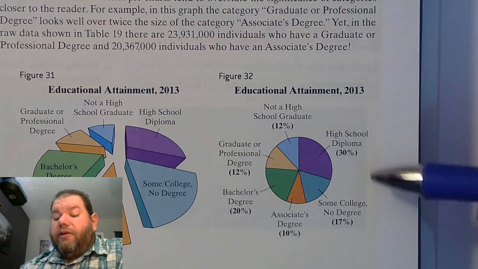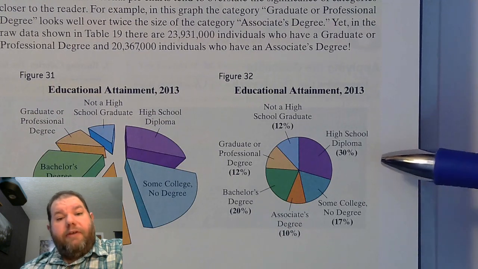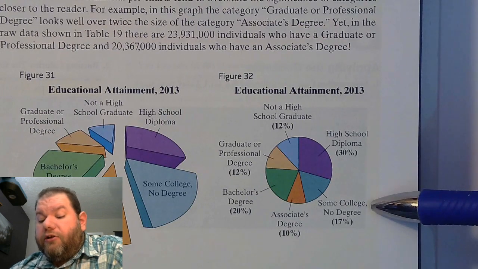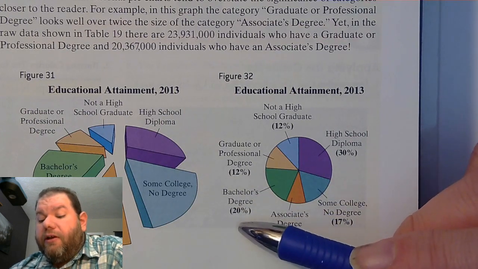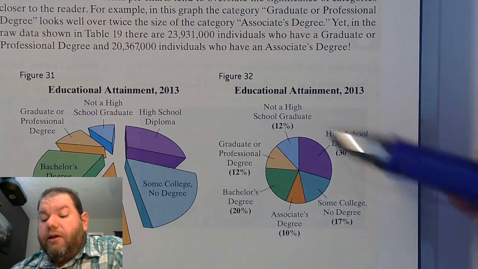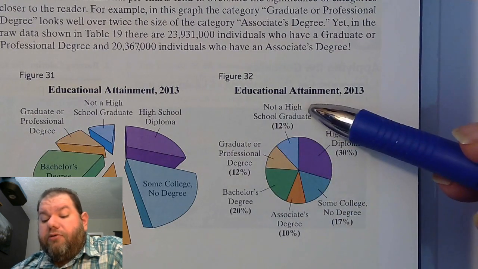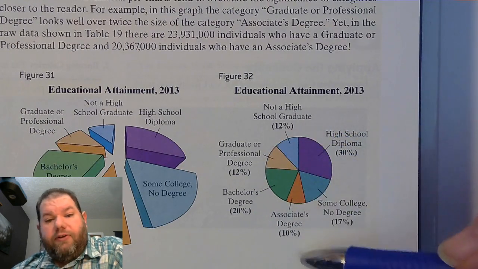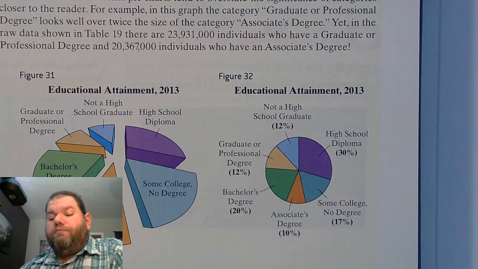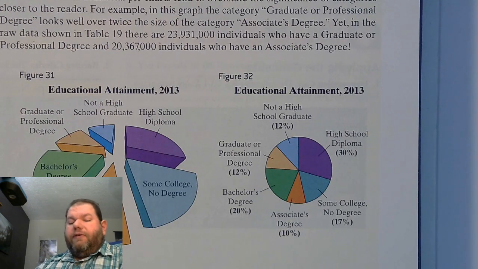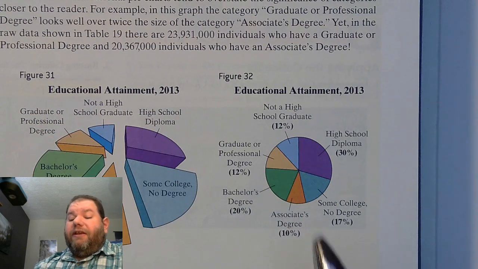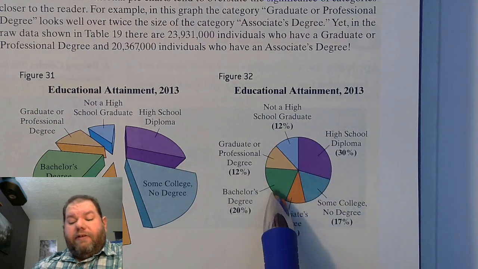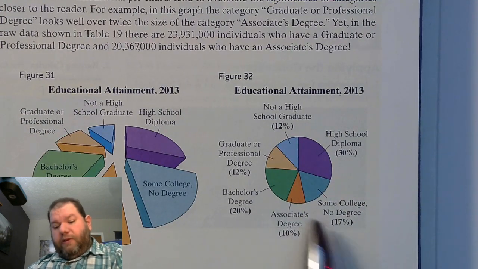And we see that in reality, the largest group is the ones that have high school diplomas. After that, a bachelor's degree would be next, and then some college but no degree, and then not a high school graduate and graduate or professional degree are both tied at 12%, and associate's degree is 10%. So this is the ideal representation because we can see the different sizes of the pieces and see, okay, clearly this is the largest piece, this is the next largest, and so on. This is the smallest.